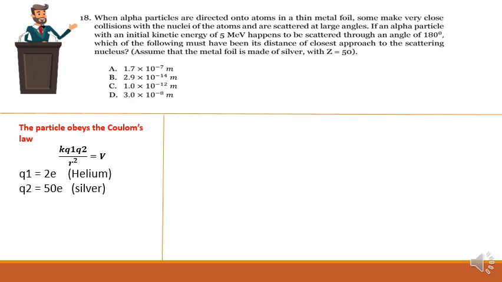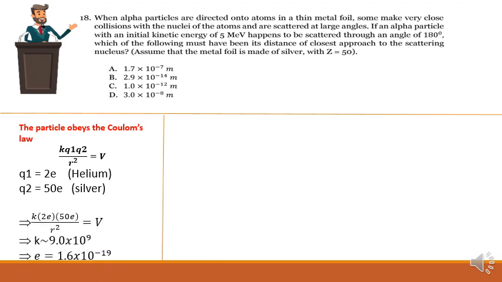Okay, but now Q1 is an alpha particle, and an alpha particle is a helium nucleus, so it's 2e. Meanwhile, Q2 is, we're told, silver, and we're given the Z of silver to be equal to 50. So that's what we are using.